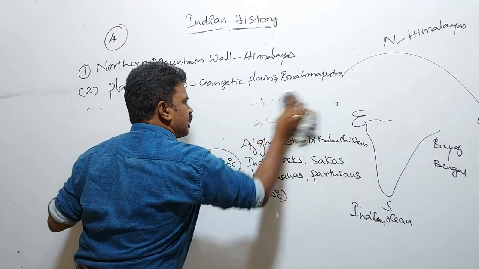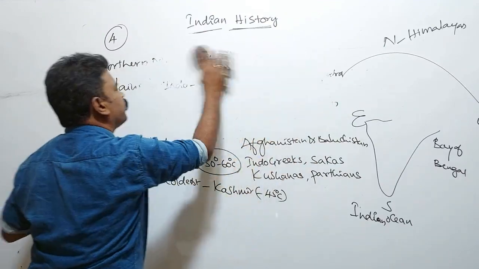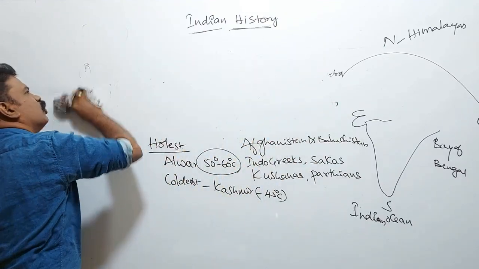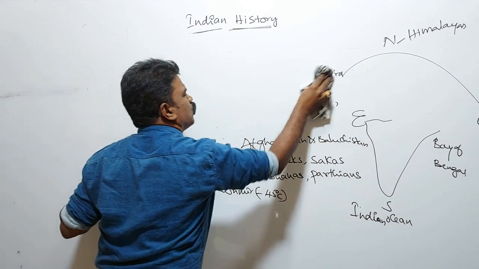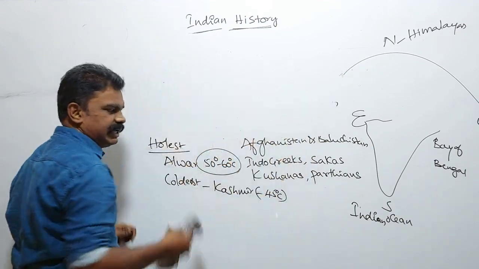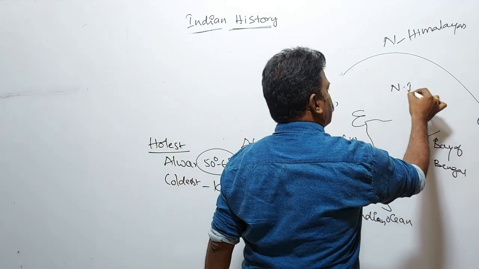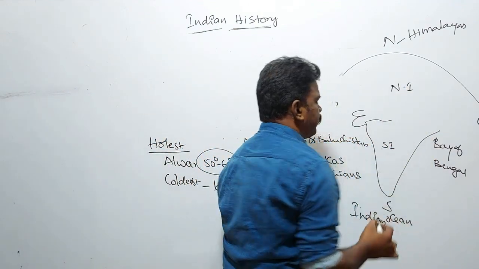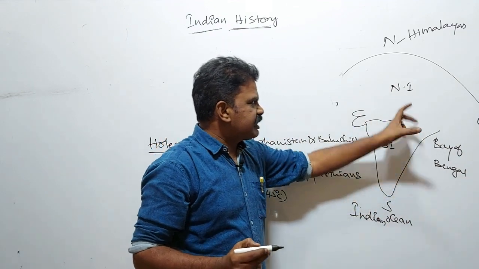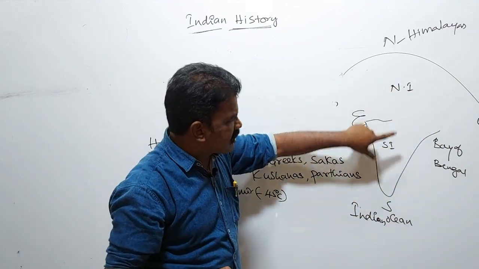Along with this, coming to rainfall, you can find the lowest rainfall areas and also the highest rainfall areas in India. This is northern India, this is southern India. The Vindhya Satpura regions divide India into North India and South India.